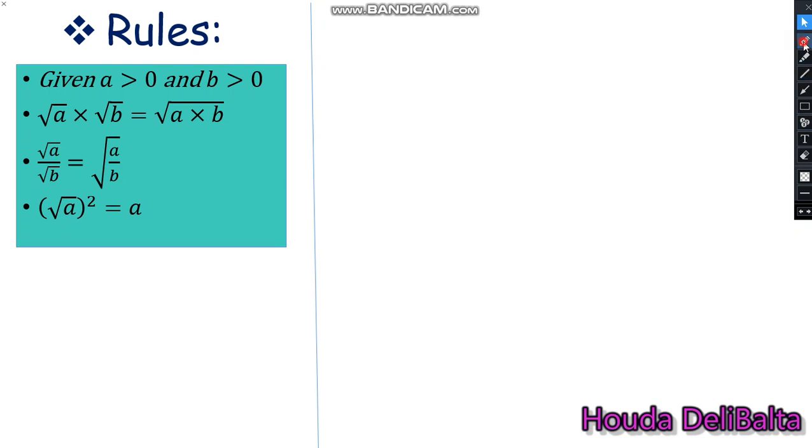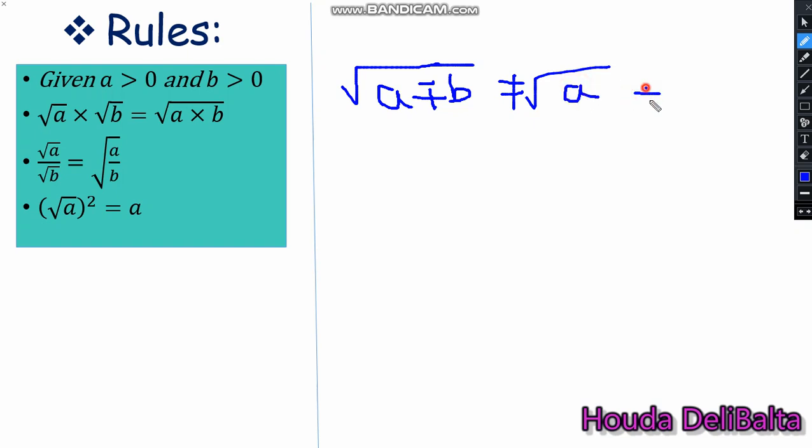Now, I'd like you to remember and note that radical a plus or minus b is never equal to radical a plus radical b. I mean, plus or minus, according to the sign in the middle. I mean that if I have a minus or a plus sign between the numbers or the variables, I can never split the radicals. Let's take this example.